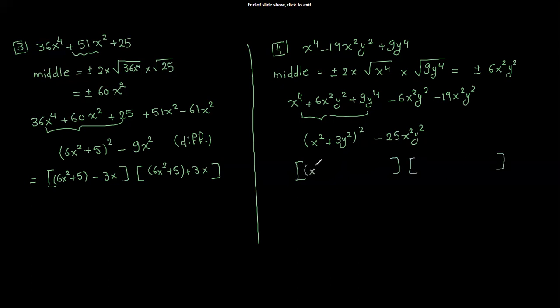By making two brackets here, x to the power 2 plus 3y to the power 2, and another bracket, x to the power 2 plus 3y to the power 2. Root 25x to the power 2 y to the power 2 will be 5xy, and 5xy. One is negative and the other is positive. So this is the final example in this lesson.